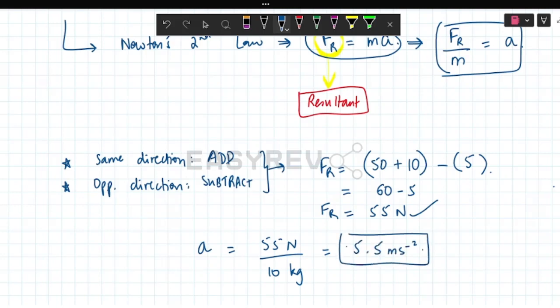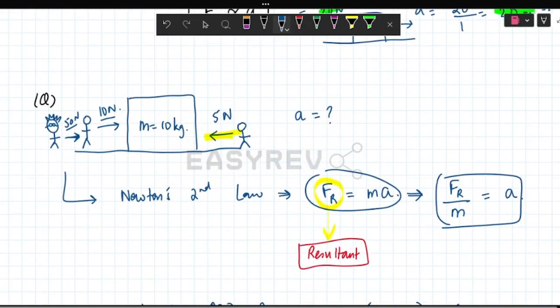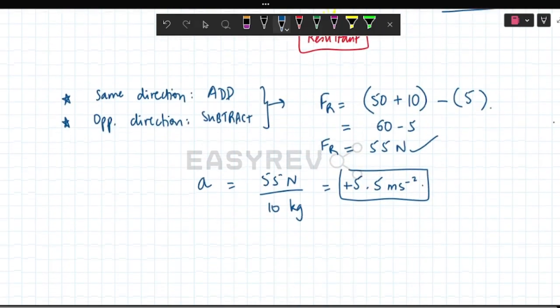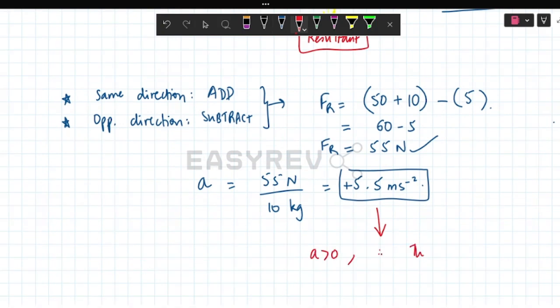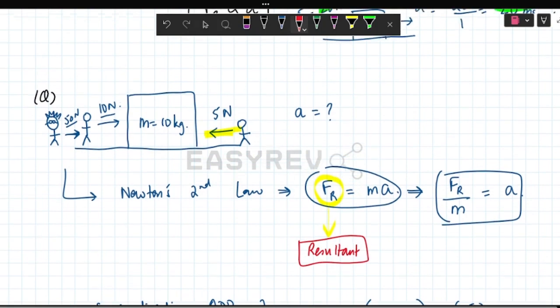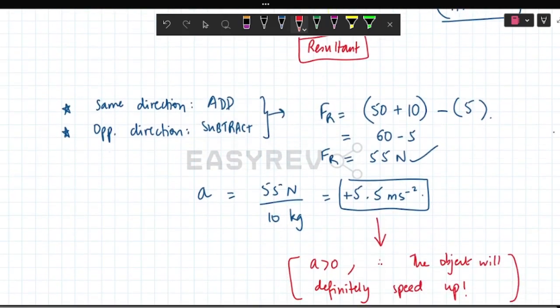Now notice how this is a positive value. So this means that even though there is a resistive force of 5 newtons acting on this 10 kg object, by resistive I simply mean it's in the opposite direction, even though that force is acting there, the object is still speeding up because acceleration is positive. The object will definitely speed up. Right? So even though there is a resistive force, there may be a scenario where the overall acceleration is positive, and so the object continues to speed up no matter what. Right? Alright, so that wraps it up for Newton's second law.